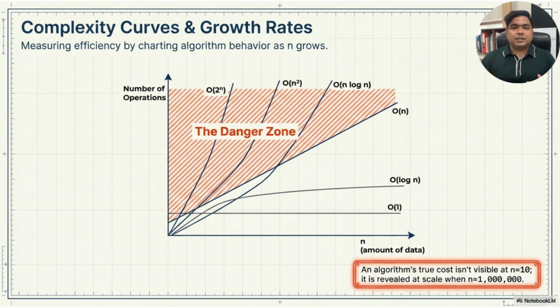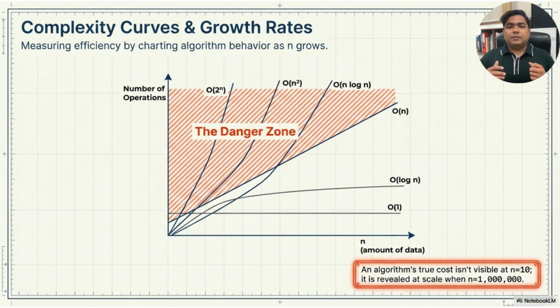These curves help us understand how an algorithm behaves when the input size grows. The horizontal axis represents the input size, usually written as n. The vertical axis represents the number of operations performed by the algorithm. The base case shown here is big O of 1. This means constant time. The algorithm takes almost the same time no matter how large the input becomes. Next is big O of log n. This grows slowly. Binary search is a common example.